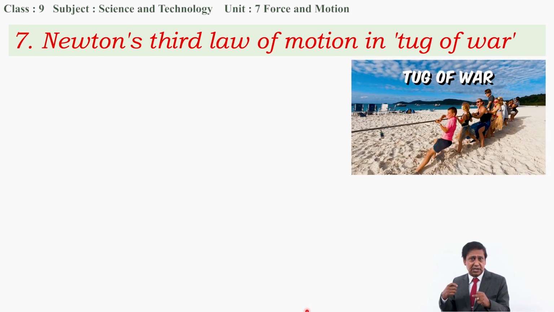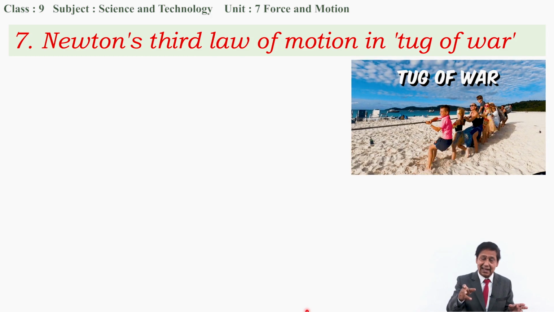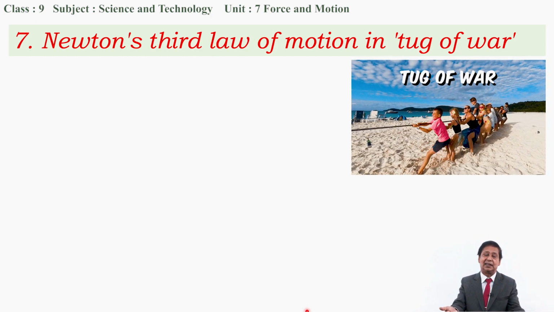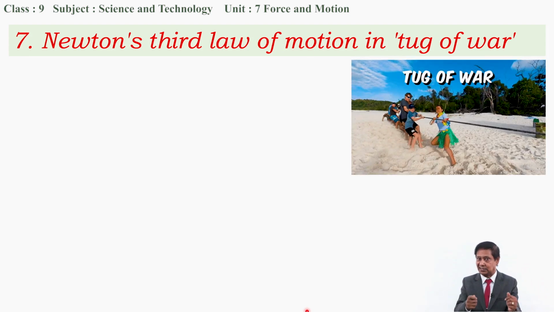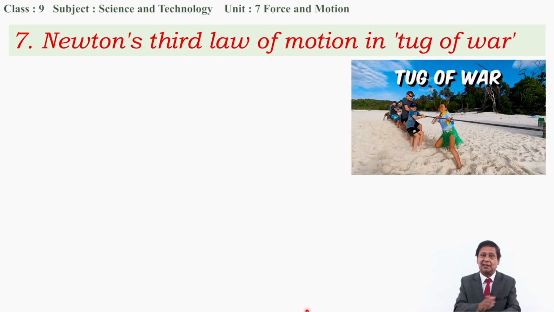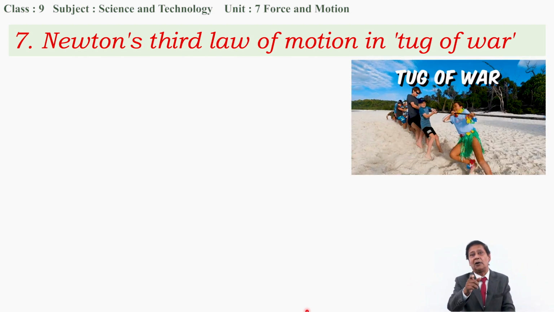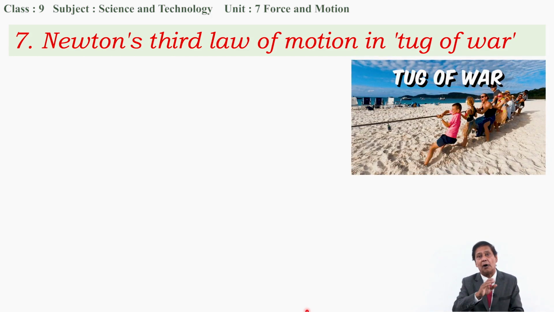I mean to say the force exerted by Team A on Team B is action, and the force exerted by Team B on Team A is reaction. If these two forces are equal, then tug of war exists. When it becomes unequal, then tug of war finishes. This way, Newton's third law of motion is acting in this process, tug of war.